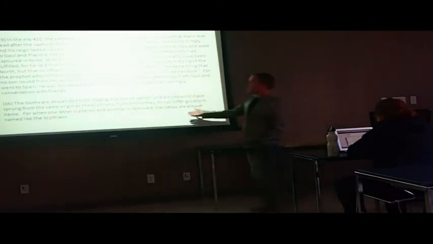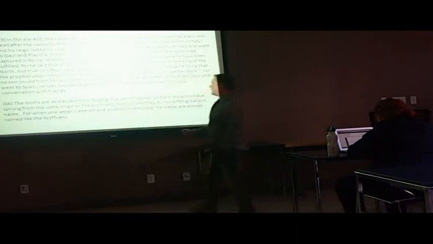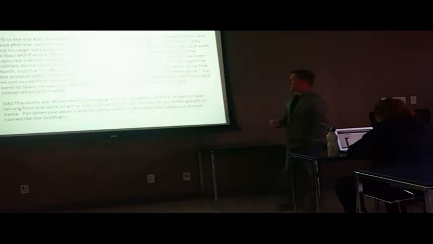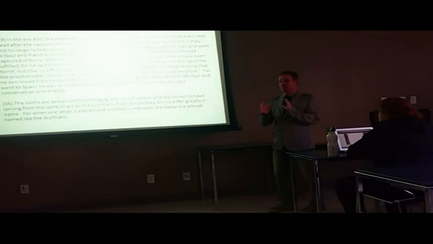And then Isidore repeats himself: the Goths are descended from Magog, the son of Japheth, and are shown to have sprung from the same origin as the Scythians, from whom they do not differ greatly in name. So again, this idea that because the names are similar, they must be the same people. It's like the idea of Sager: because it sounds like wise, therefore I must be wise. Although by looking at some of the blank stares, that is being debated in your minds right now. Don't say so if you agree with that, please.